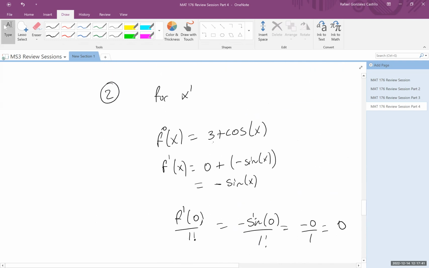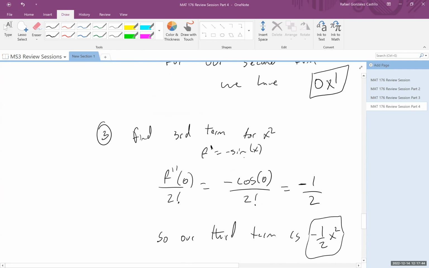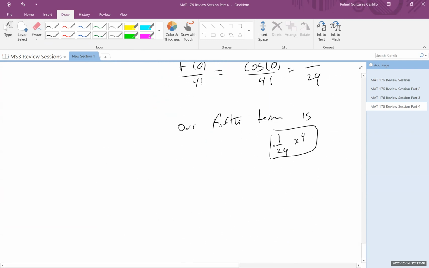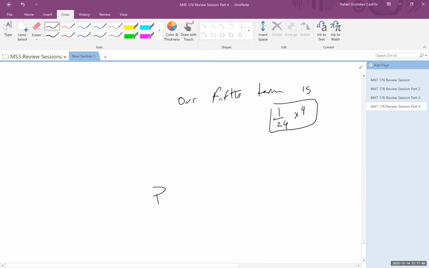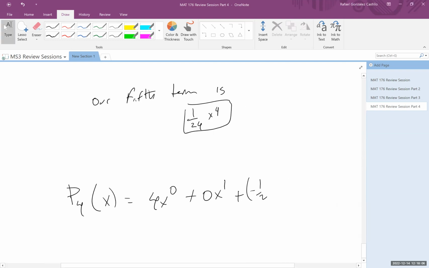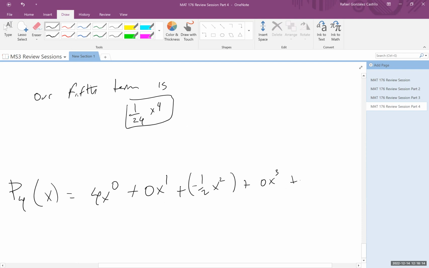That's the first term that we found. The first one we found was 4x to the 0. So let me just put it all together. We get that the degree 4 Maclaurin polynomial is the following. P4 of x is equal to 4x to the 0 plus 0x to the 1 plus negative 1/2 x to the 2 plus 0x to the 3, finally, plus 1 over 24 x to the 4.